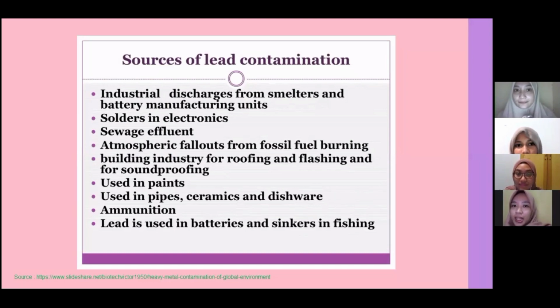Sources of lead contamination. 1. Industrial discharge from smelters and battery manufacturing units. 2. Solders in electronics. 3. Sewage effluent. 4. Atmospheric fallout from fossil fuel burning. 5. Building industry for roofing and flashing and for soundproofing. 6. Use in paint. 7. Use in pipes, ceramics, and dishware. 8. Ammunition. And 9. Lead is used in batteries and sinkers in fishing.